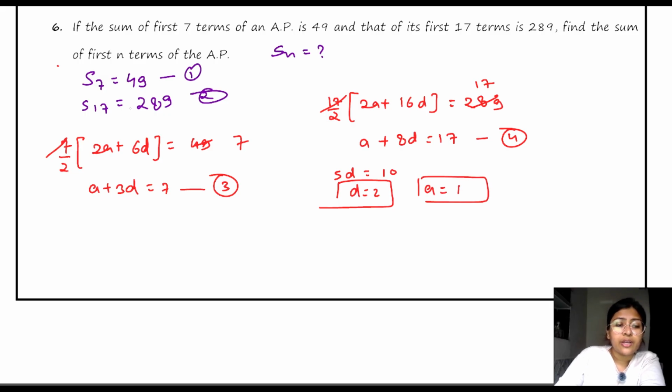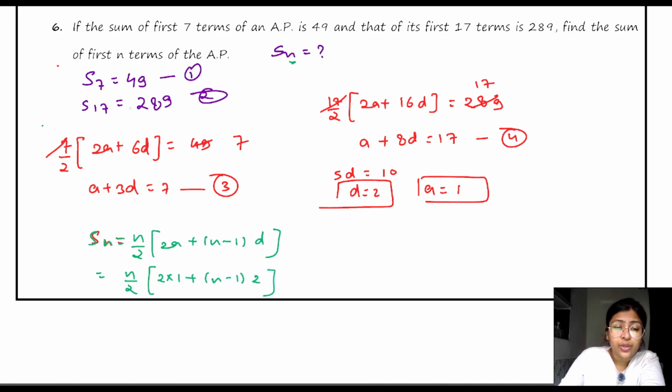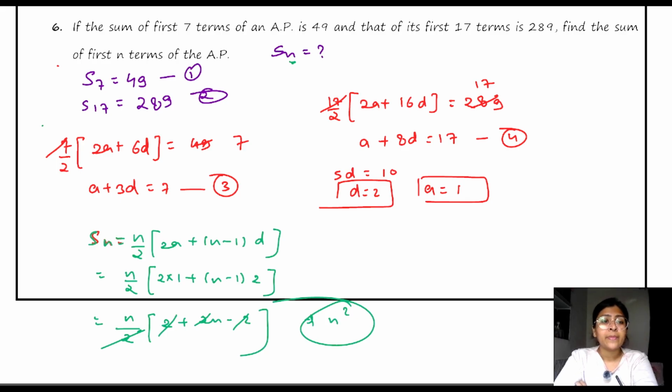This is clear? Okay, now we will put the Sn formula. Sn is equals to n by 2 bracket 2a plus n minus 1 into d. We don't know n because they are finding the sum of n terms, so we will not replace n by any number. So 2 into 1 plus n minus 1 into d, that is 2. Simplifying it, n by 2 bracket 2 plus 2n minus 2. This 2 is cancelled by 2 and this 2 is cancelled by this 2. So n into n will be n square. So the sum of first n terms of an AP is n square.